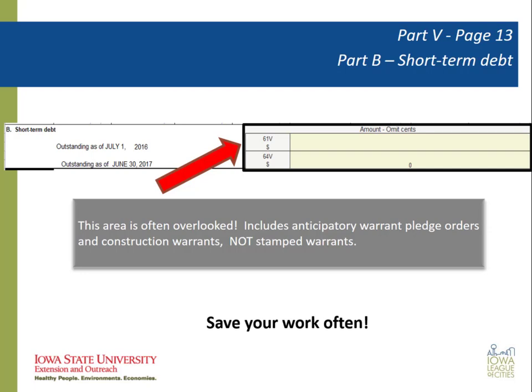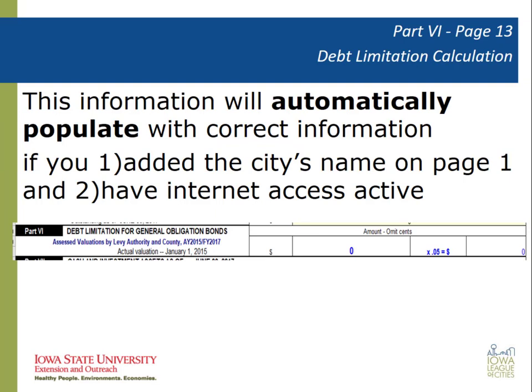Now, we're about halfway through page 13. It would be a good time to save your work. Now let's look at Part 6, your debt limit calculation. This is a great part because the workbook does it for you.